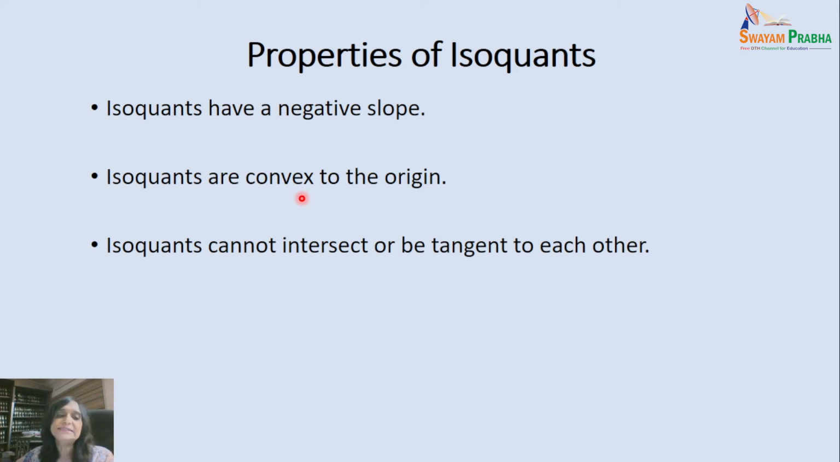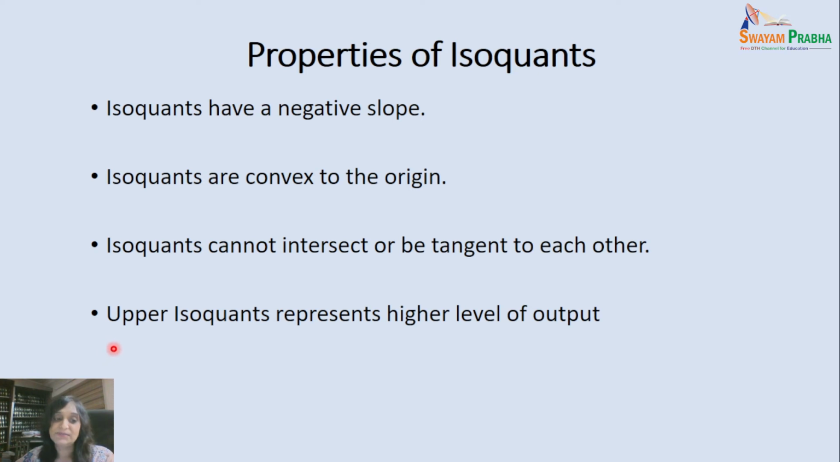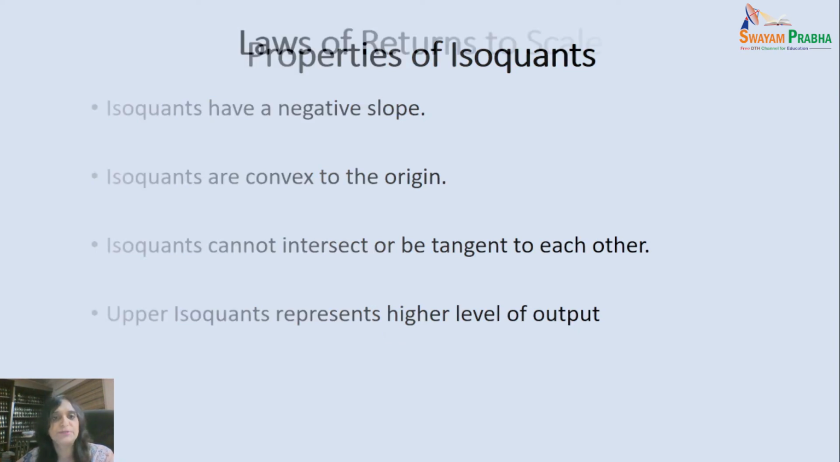Then, isoquants cannot intersect or be tangent to each other. Why? Because if two isoquants intersect or become tangent to each other, it means there is one combination of labor and capital, or the two variable inputs, which is giving you different levels of output, which is not possible. Therefore, isoquants cannot intersect. Then, as I've told you earlier also in this lecture, a higher isoquant represents a higher level of output. We have just seen this particular property in the indifference map, or sorry, isoquant map also.